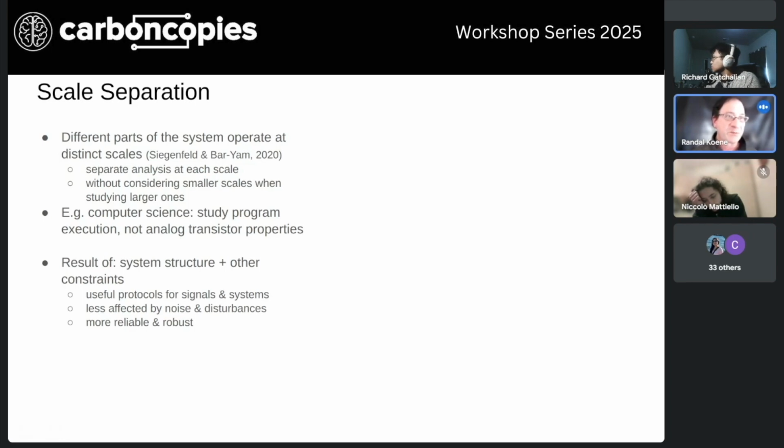The result of scale separation are useful protocols for signals and systems that are less affected by variability due to noise or other disturbances, protocols that are more reliable and robust.